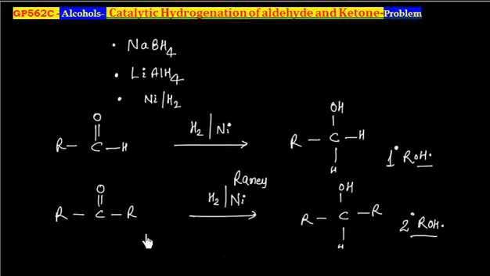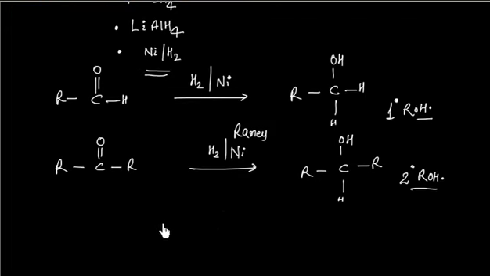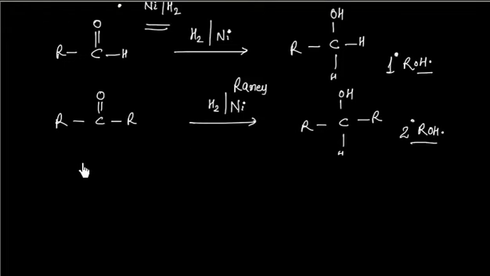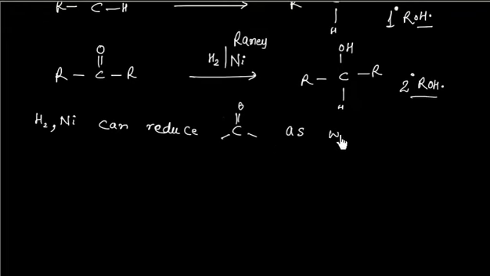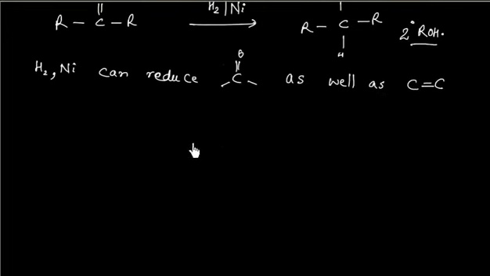Now the problem with this reagent is nickel hydrogen also reduces the double bond. So it reduces C double bond O and it also reduces C double bond C. So hydrogen in the presence of nickel can reduce C double bond O as well as C double bond C or C triple bond C.